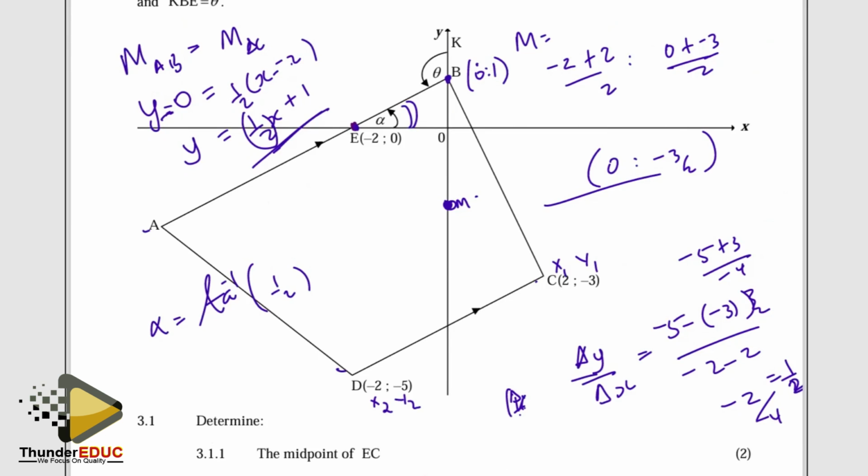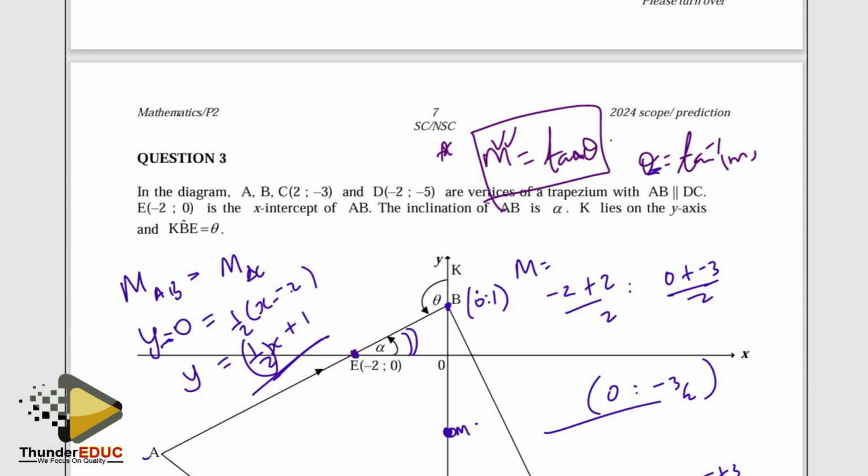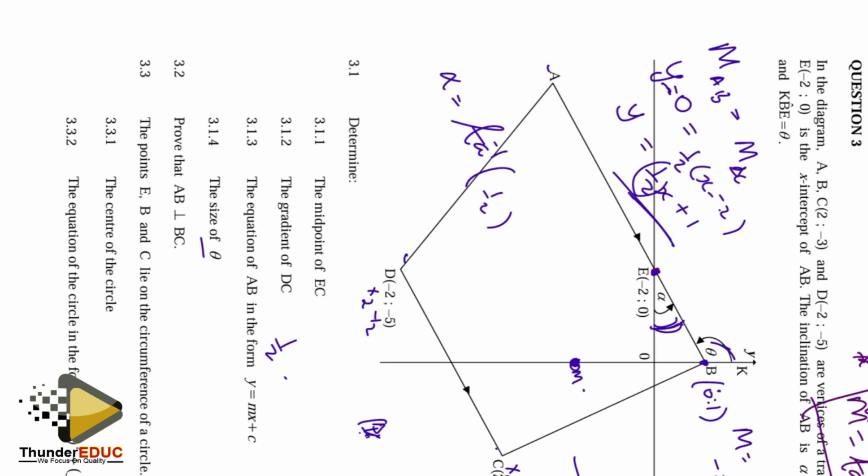Now, for me to get the theta, how does this theta relate with the alpha? How do they relate? If I flip this page in that format, I can see that this theta is an exterior angle of this triangle. Which means alpha plus 90 will give me the theta.